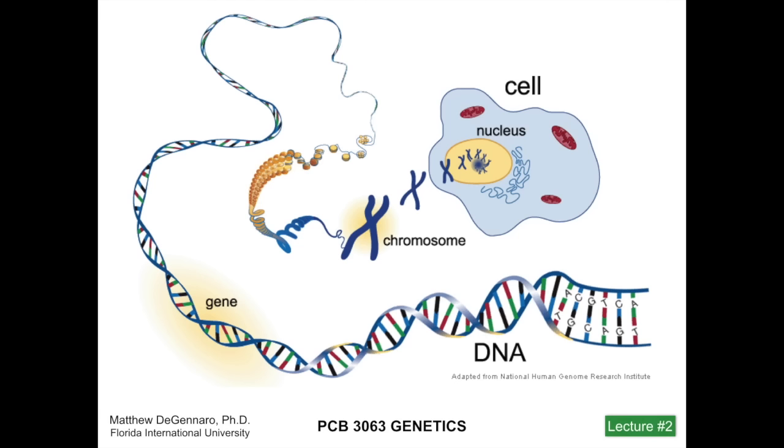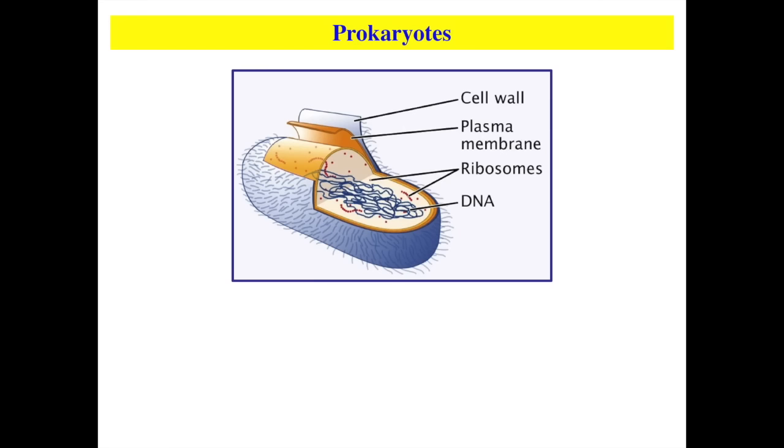But first, I'd like to review a little bit about the types of cells, prokaryotes versus eukaryotes. Then we'll get into the cell cycle. And then after that, we will discuss mitosis and then meiosis. As you may remember from Bio 101, there are two types of cells: prokaryotic and eukaryotic.